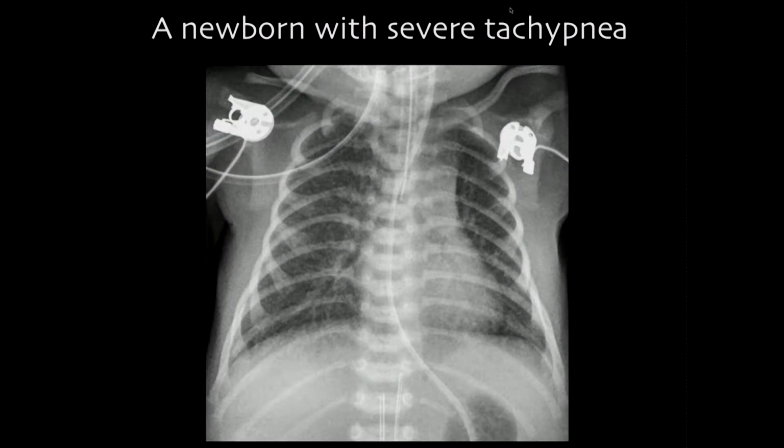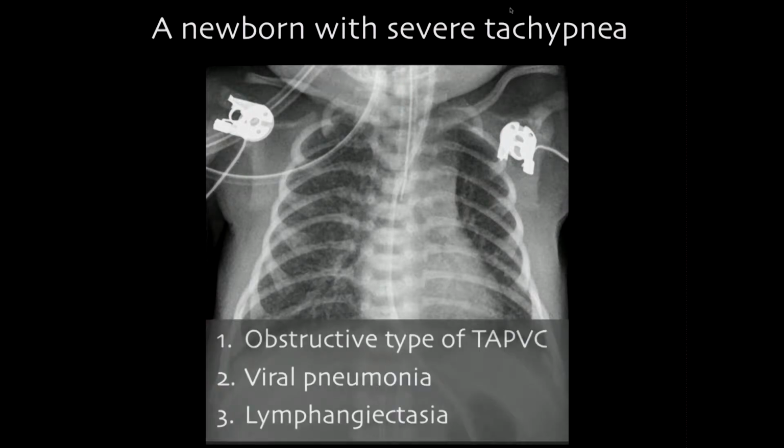So the differential diagnosis in this case is an obstructive type of TAPVC, then viral pneumonia and lymphangiectasia. In the textbook, it always says that the obstructive type is the infracardiac type of TAPVC, but not always. If we have a supracardiac type, and anatomically the location is such that you have almost identical findings, lymphangiectasia should be included in the differential diagnosis.